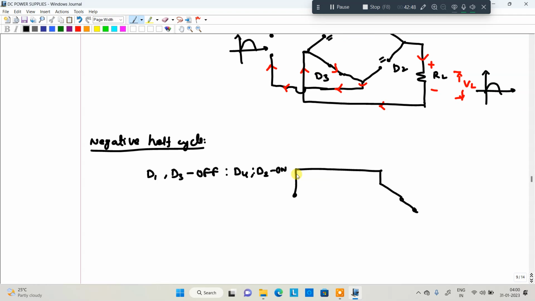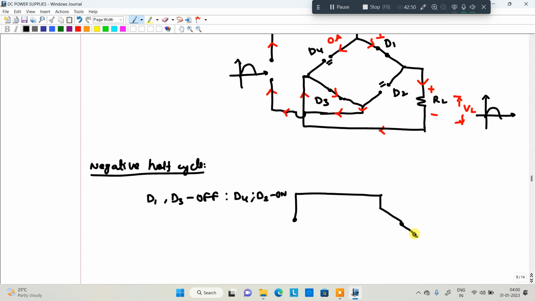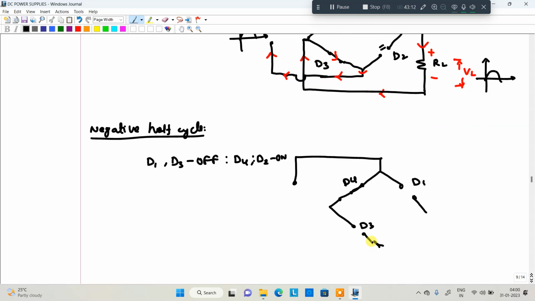So you know, in this particular case, D1 is off state. Next, coming to here, D4 is on state and D3 is off state. In between, D2 is on state. Now the load will be connected in between these two terminals.